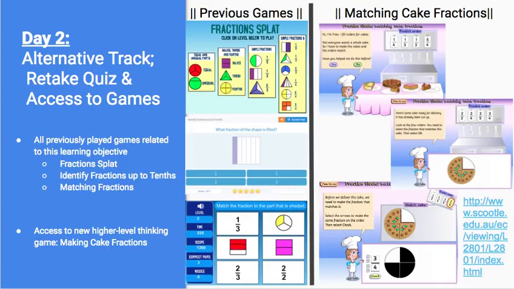After students complete this lesson, they should be ready to further their learning and experience with fractions and move on to new learning objectives.